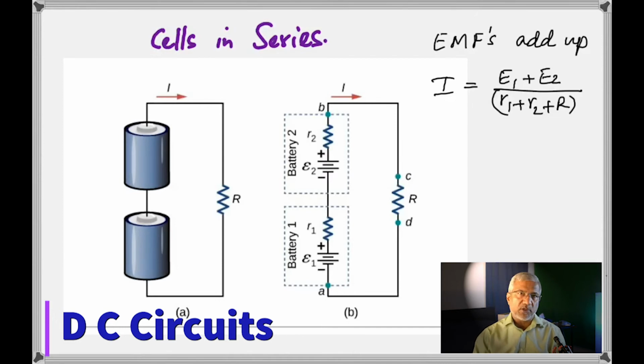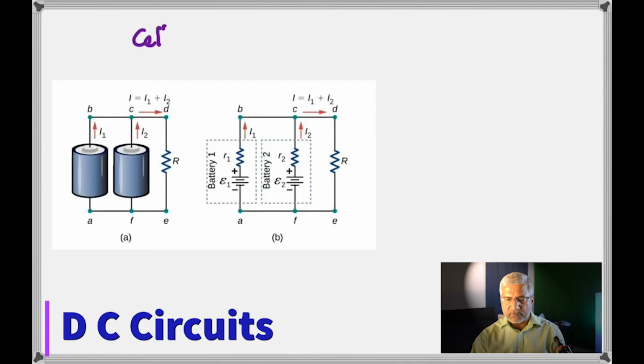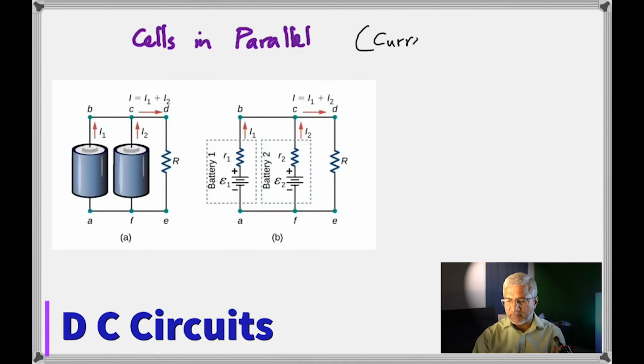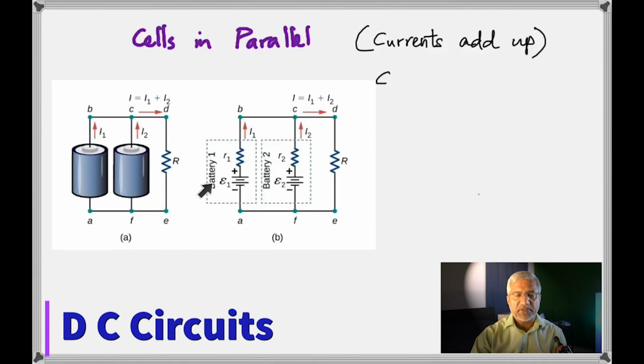Because if you flip one and connect it the other way, they'll be opposing each other. That makes no sense. Okay. So when you add cells in parallel, as shown here, you have to remember two things. Whenever you connect cells in parallel, the currents add up. But before we get there, you have to remember that the cells connected in parallel should always have the same EMF. So E1 and E2 should be equal.